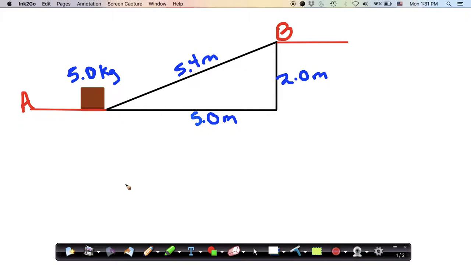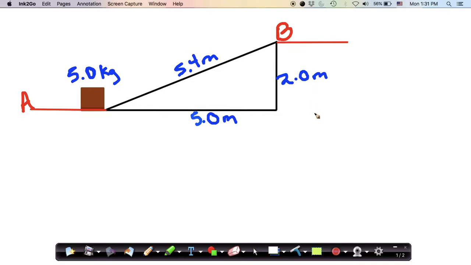Hey everybody. In today's short lesson, we're going to talk about simple machines, efficiency, and mechanical advantage. We're going to look at this through a simple example of an inclined plane. Let's say that we have a 5 kilogram box over here, and we need to move it from position A to position B.